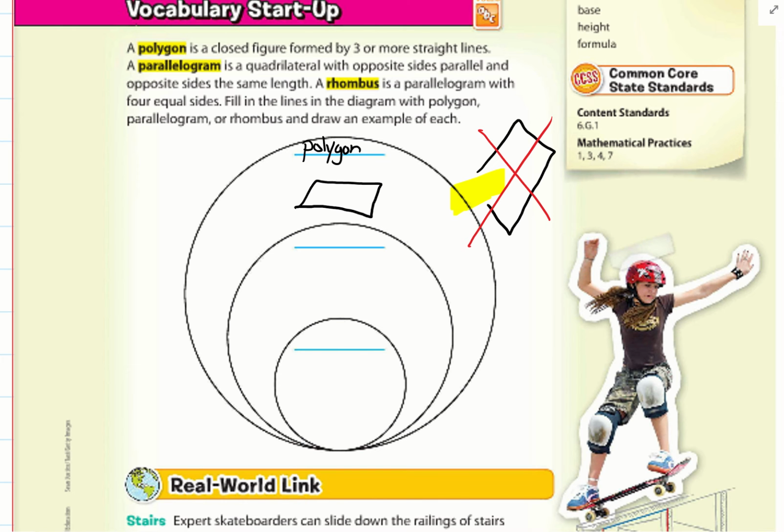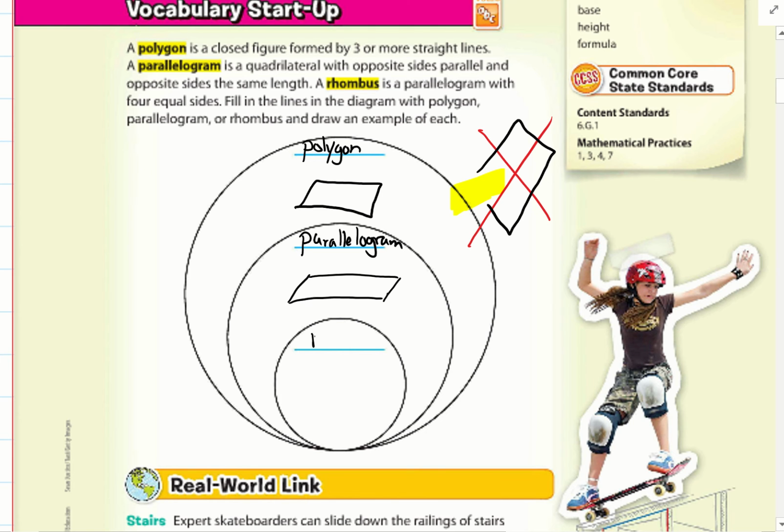Next, we're going to talk about parallelogram. A set of parallel lines is when two lines, if I draw two lines, these lines will never touch if they continue. So that means they're parallel. So this would be an example of a parallelogram. These lines are parallel, and then my side lines are parallel with each other. So that would be our parallelogram.